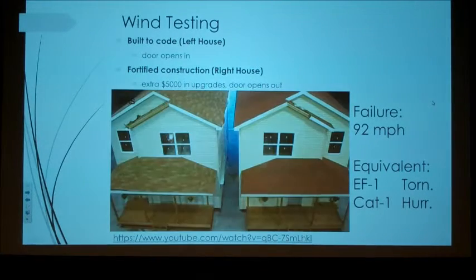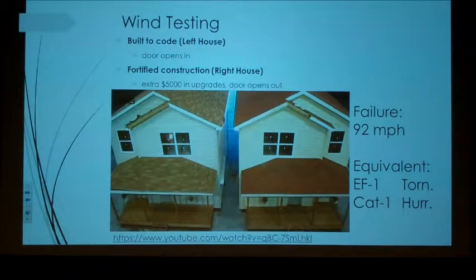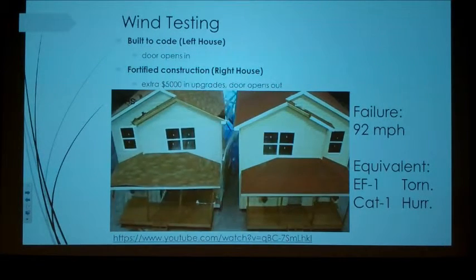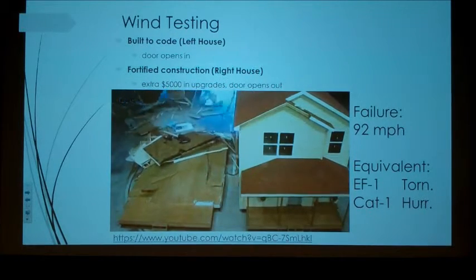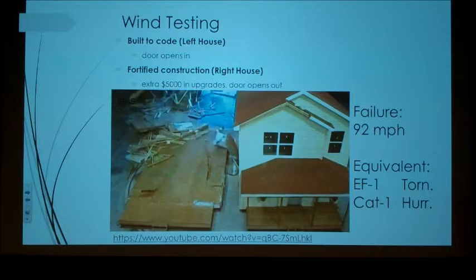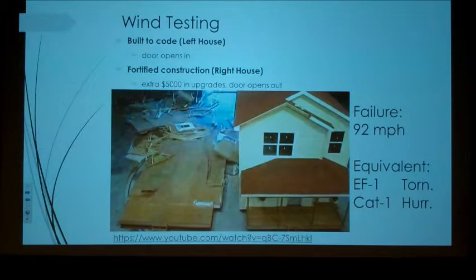Home on the left is built to code. Home on the right is a fortified construction, similar to what you'll find in a hurricane region. They've got hurricane foundation ties, stronger timber ties. This is only at 92 miles per hour, 2 miles per hour over what our code is rated for.